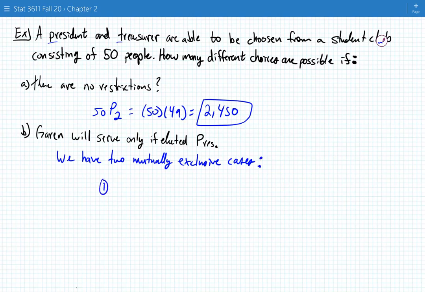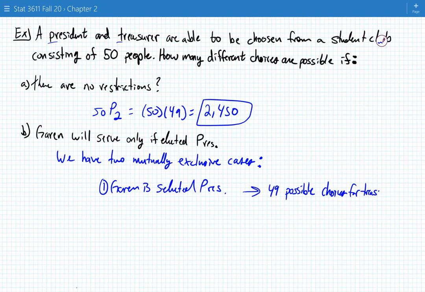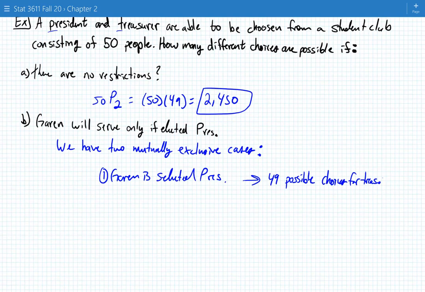So let's say for the first one, Garen is selected as president. If Garen is selected as president, then how many possible cases are there? Well, you have 49 people to choose for treasurer. 49 possible choices for treasurer. Okay, so there's one subset.